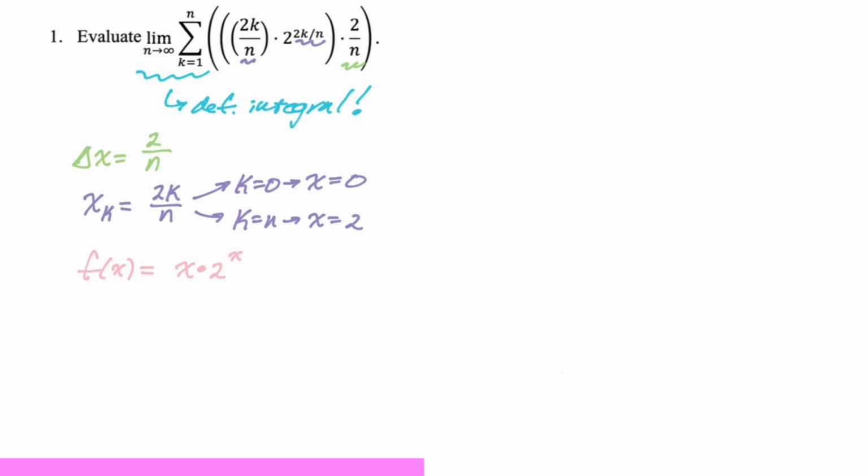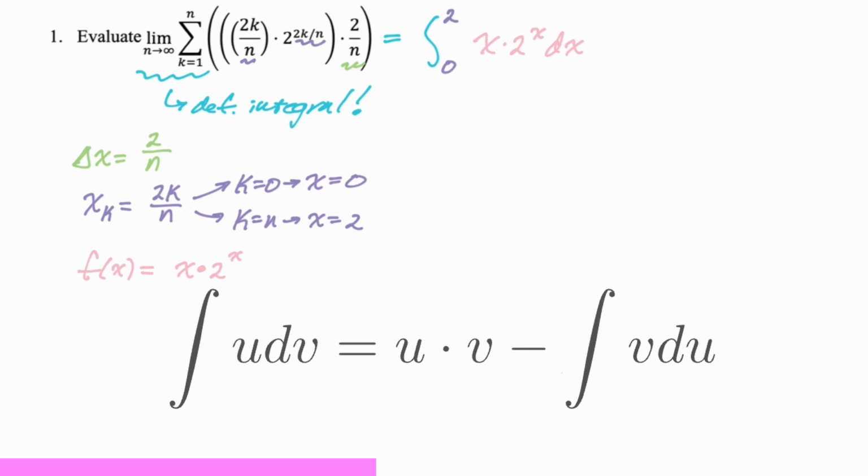Being able to rewrite these sorts of things as definite integrals is definitely a skill that you need. So our integral is going to become the integral from 0 to 2 of x times 2 to the x dx. This, unfortunately, is integration by parts.